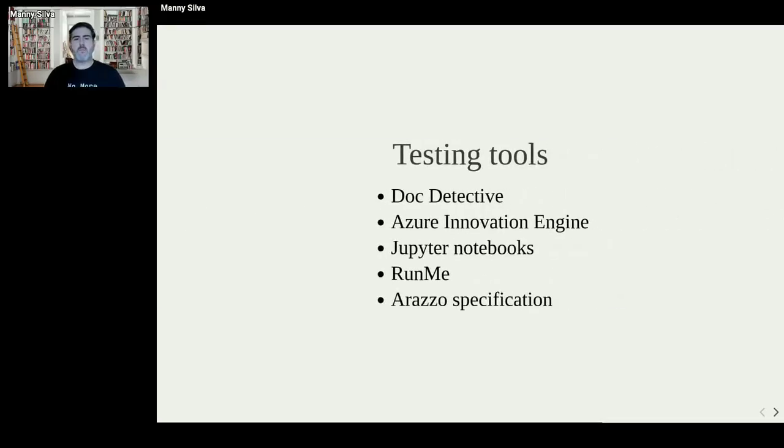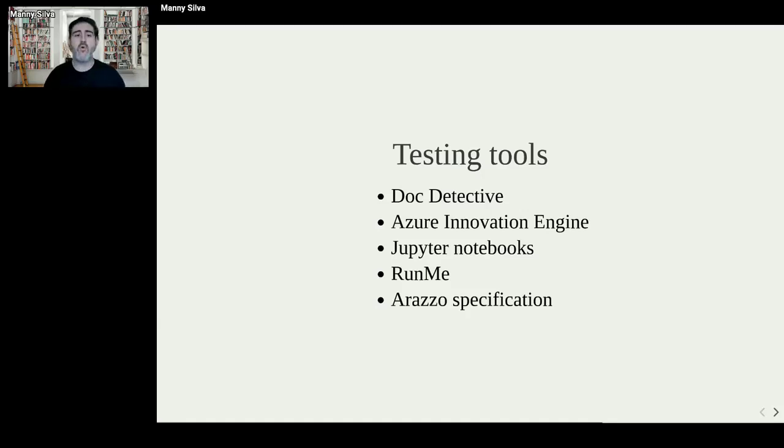And there are a surprising number of tools that can help you do this today. Obviously, there's Doc Detective, as I mentioned before, but Azure has Innovation Engine that they released last year that can do bash command checking in README files. There are Jupyter notebooks that are inherently testable by their very nature because they're a style of run books. RunMe is a tool that makes Markdown into runbooks. And then there's the Arazzo specification that helps define API-based workflows.